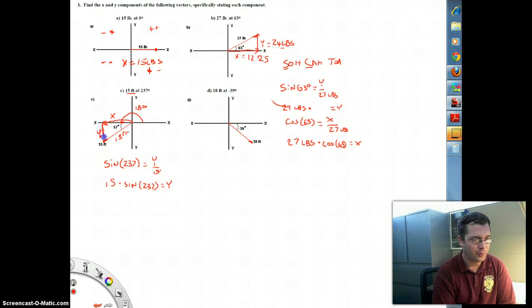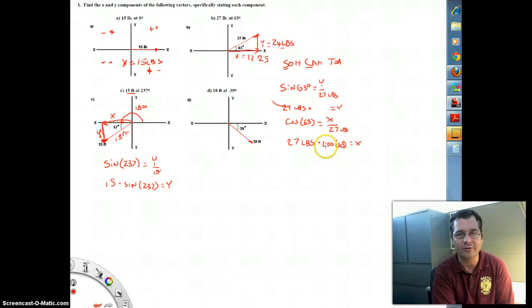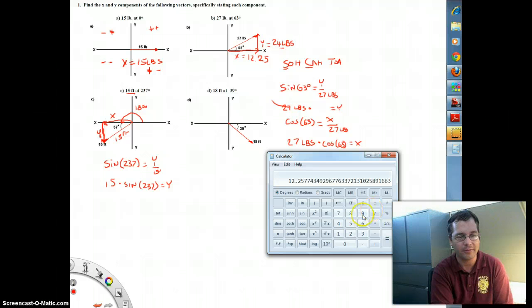Now, if you think about it, vector y is pointed downward, and the way that gets denoted mathematically is that the force number we get, or the distance number we should get, should be a negative number. So that tells me 15 is positive, sine of 237 has to be negative. So if you punch this up and you get a positive number, you have to take a look at it. So 237 sine, and yep, there we have a negative number.